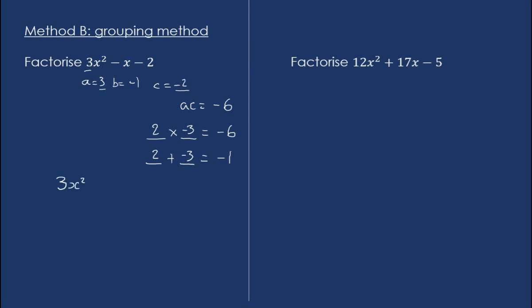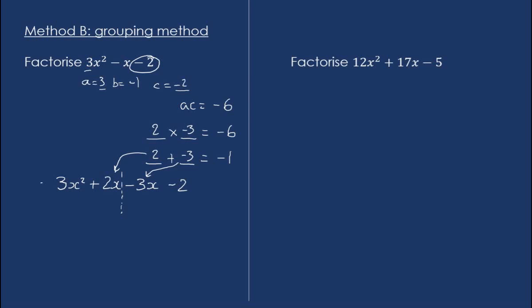We're going to rewrite it. We're going to use the first term as it was, but instead of having -x in the middle, I'm going to have plus 2x minus 3x. So I'm going to use those numbers here, and then I'm just going to put the -2 from the original expression at the end again. Okay, so this is equivalent to the original expression. Now what we're going to do is consider it in parts and just look at each part of it, and we're going to factorize each half.